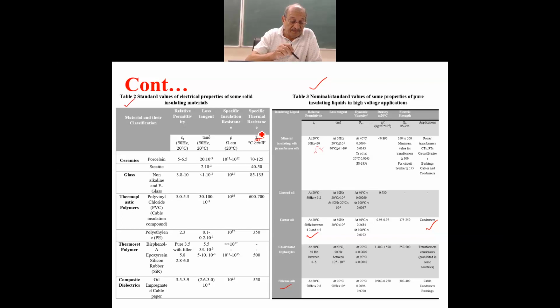These are polymers. This is thermoset polymer. See, the thermoset is nothing but the cross-linked insulating material, thermoset polymers, and composite dielectrics. This is a table which you can refer.